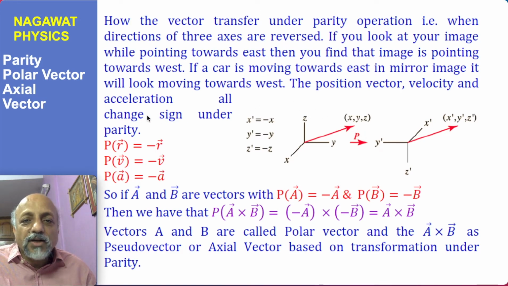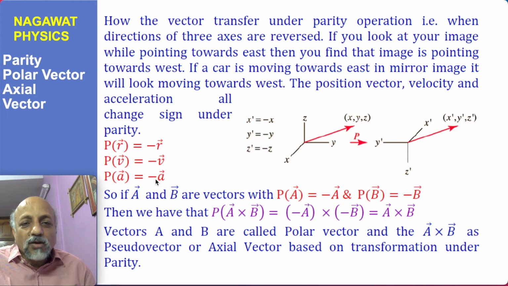But I am not using the mirror image explanation here, but the explanation that if you make a parity transformation, then the position vector will change into minus r. The velocity vector, since it is defined as the rate of change of position vector, similar formula we have. The parity when it operates on the velocity will turn it to minus velocity, and the same is the acceleration.